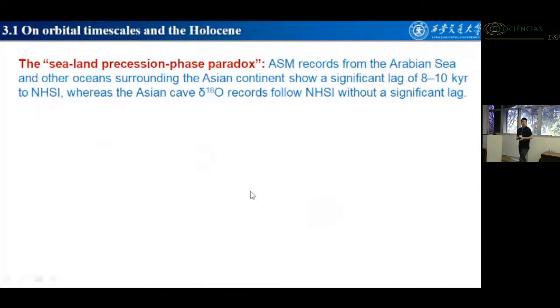So this is called the sea-land precession phase paradox. Asian summer monsoon records from the Arabian Sea and other oceans surrounding the Asian continent show a significant lag of about 9,000 years to Northern Hemisphere summer insolation. But the speleothem records follow summer insolation without a significant lag.